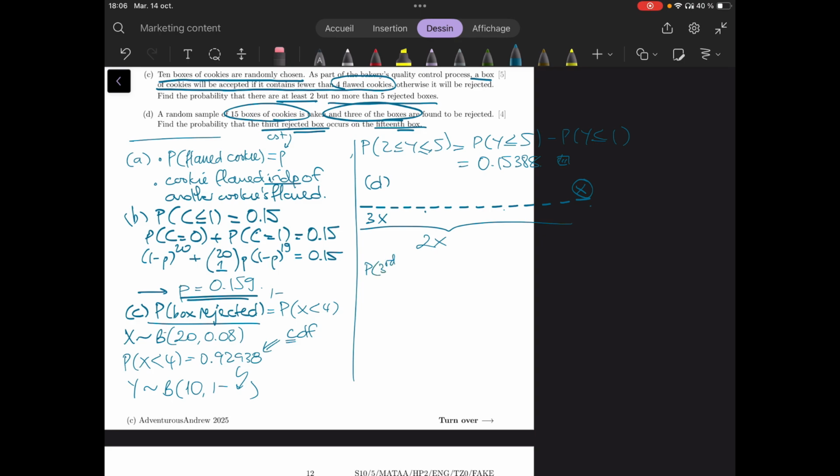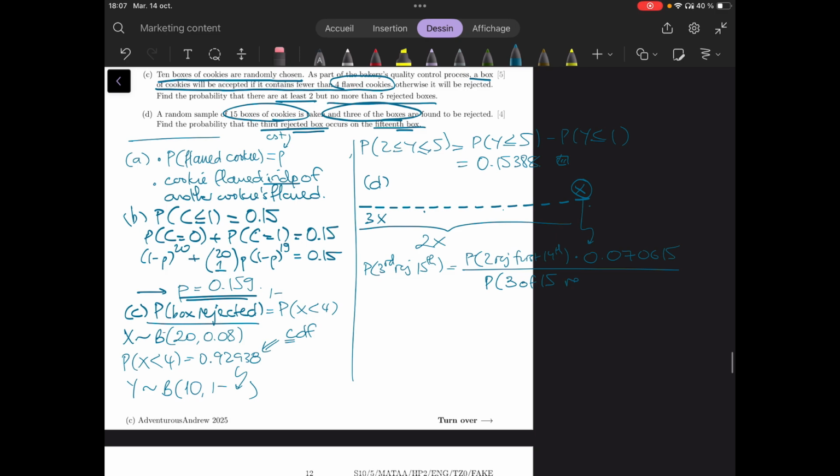So the probability that the third rejected is the 15th is the probability of having 2 rejected boxes in the first 14 times the probability that this box is rejected, which is 0.070615, divided by the probability that 3 of the 15 boxes are rejected. So here, so far, is plain language. Now we are going to convert this to math.